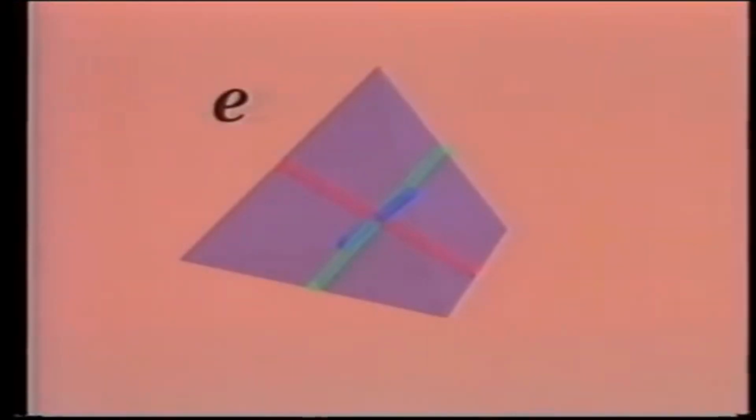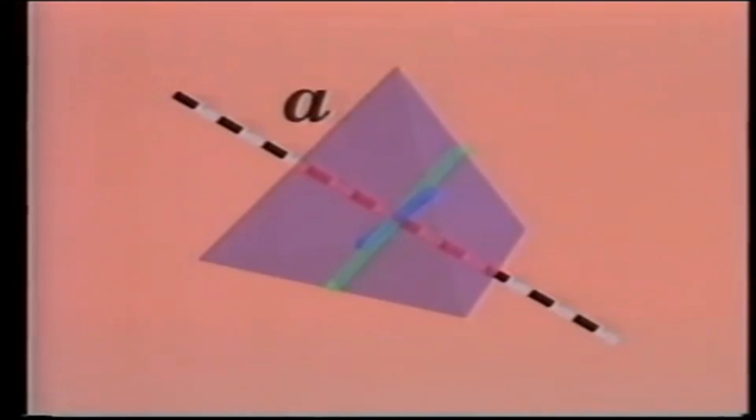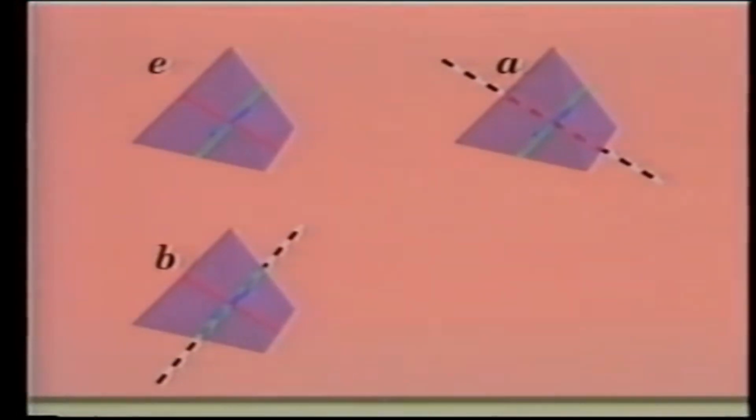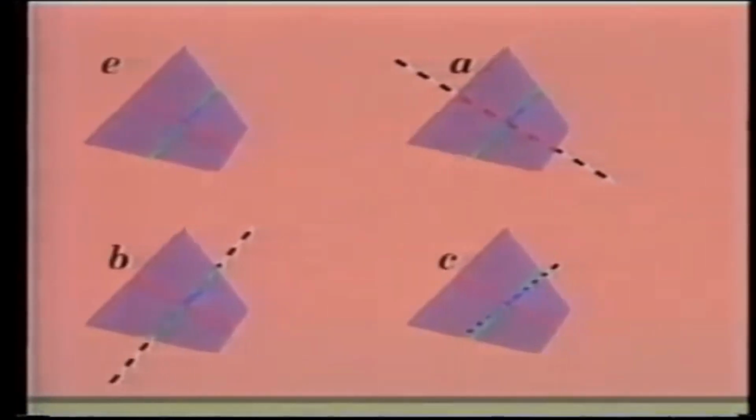So let's investigate how the symmetries of the tetrahedron permute these axes. Clearly, the identity symmetry in S tet leaves the axes fixed. But so does the symmetry A, and the symmetry B, and C. So the 4 symmetries E, A, B, and C do all correspond to the identity permutation of the axes.